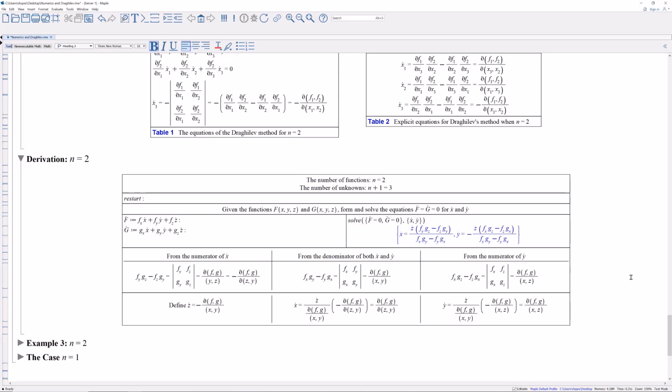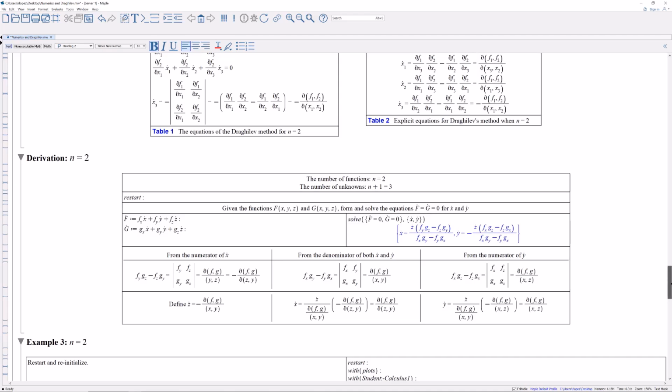So there's the mystery. And until I did that, until I saw how they were manipulating these Jacobians, it just drove me nuts. But it made sense. So now I was ready to do an example. Okay, now I was ready to do an example of this stuff. Let's do a Draghilev example, n equals 2.